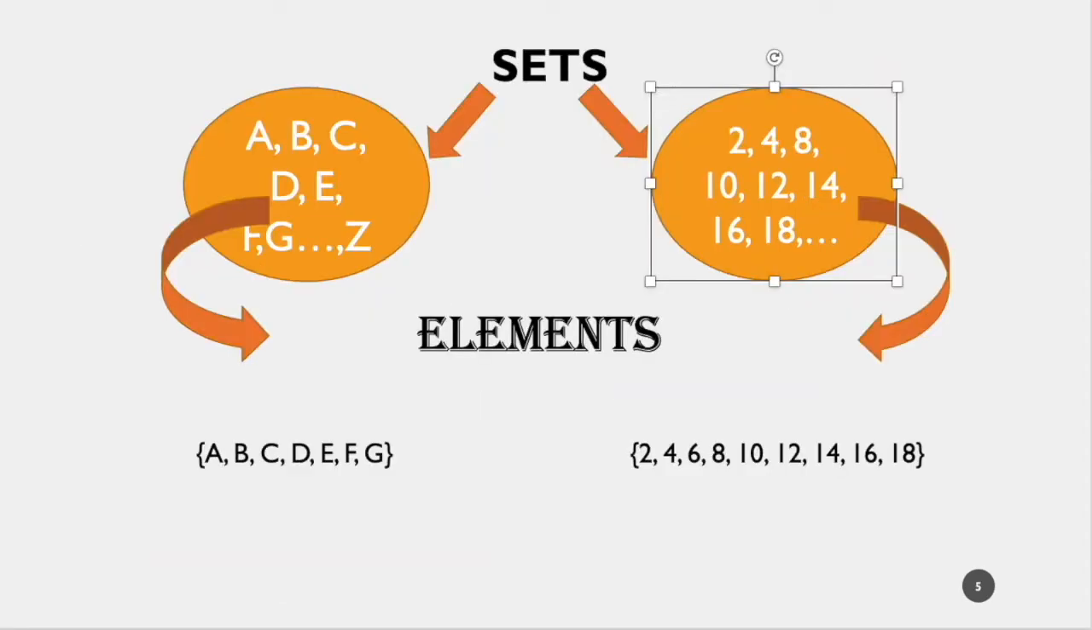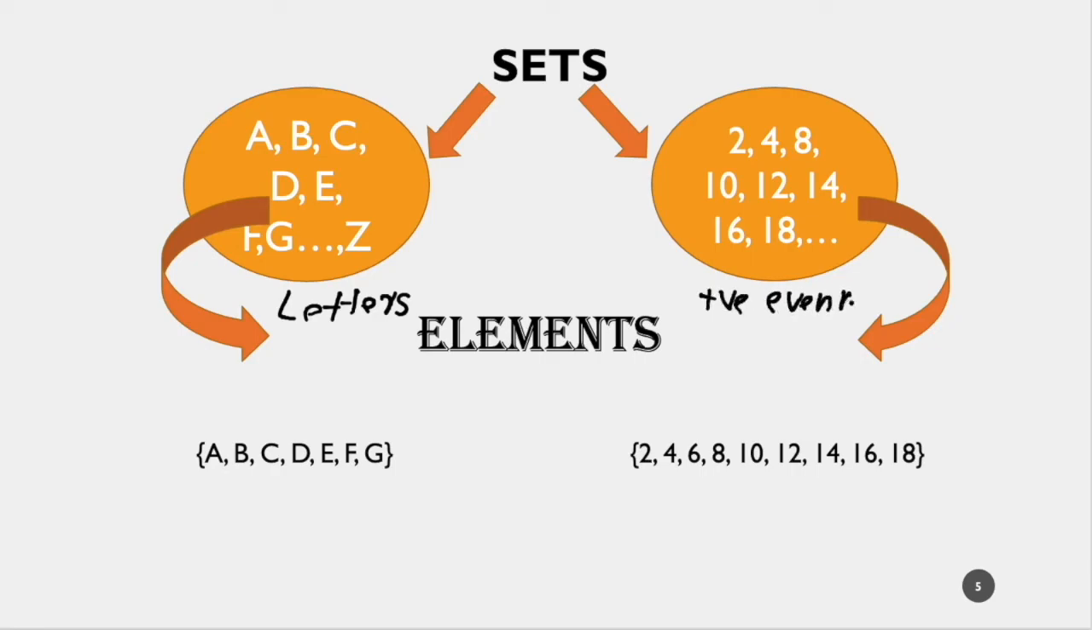Let's define elements. Elements are the items inside a set. In this example, look at the first set. In the first set, we have A, B, C, D, E, F, G, till Z. So these are the letters of the alphabet. And these are the positive even numbers. So this set has all positive even numbers, and this one has all letters of the alphabet.